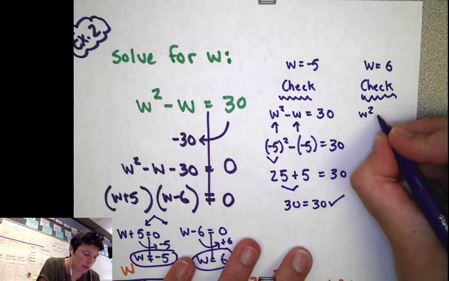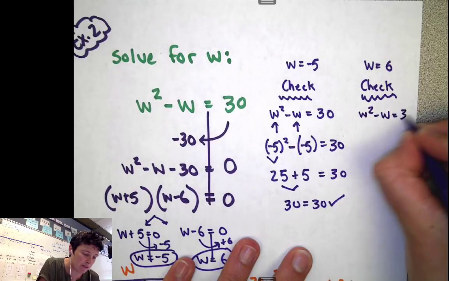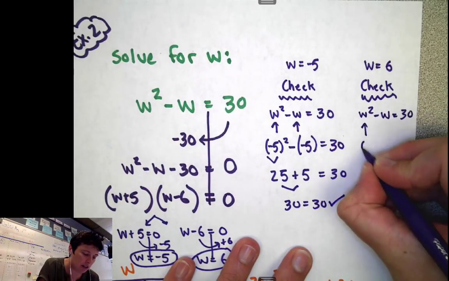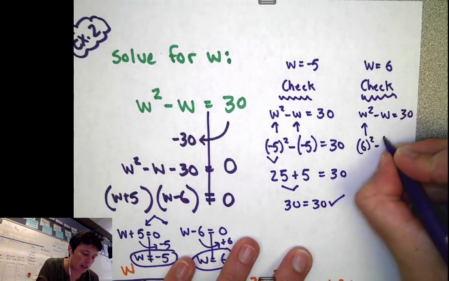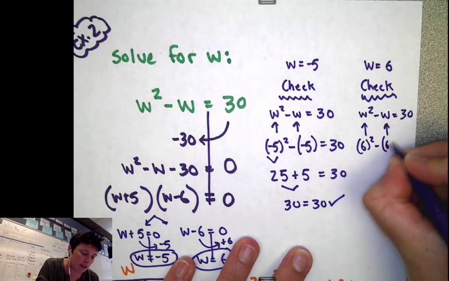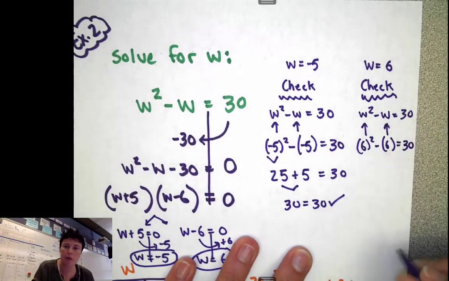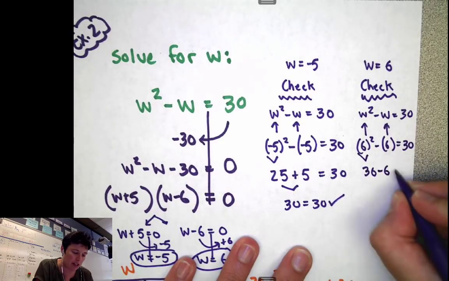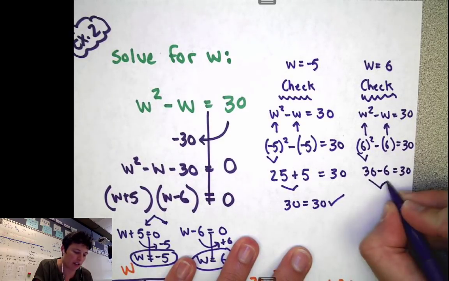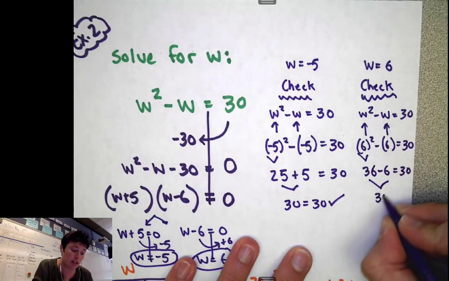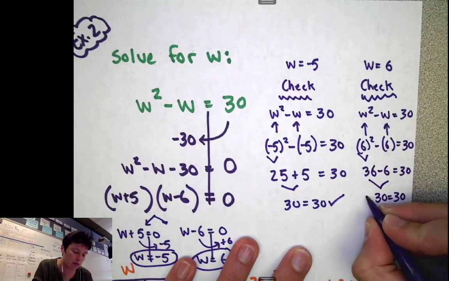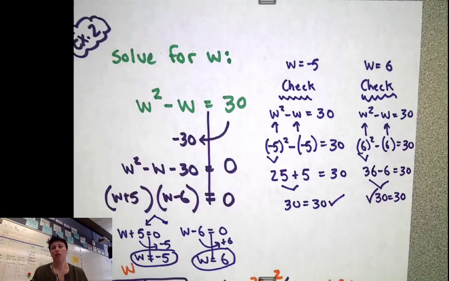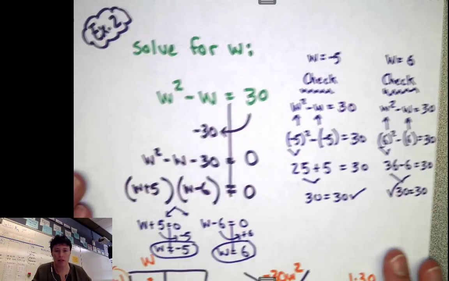If it's W squared minus W equals 30, then we're going to be doing 6 squared minus 6 is equal to 30. Well, what's 6 times 6? 6 squared is 36. Take away 6. Oh, there you go. 36 take away 6 is 30. 30 equals 30. So both answers look good to me. And now I've got a level 4. I've gone advanced. I've not only solved it, but I've checked it.